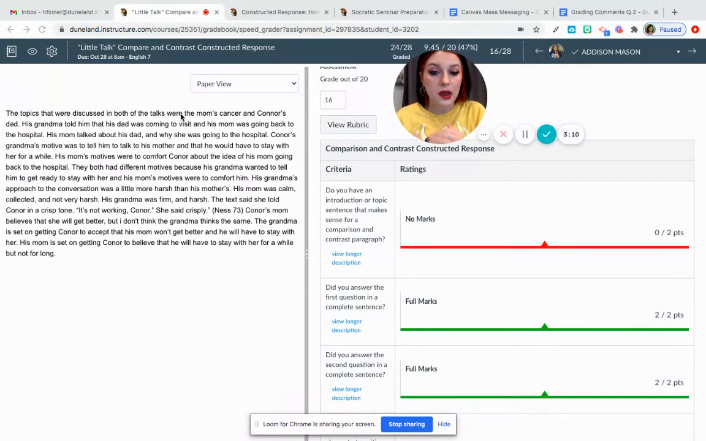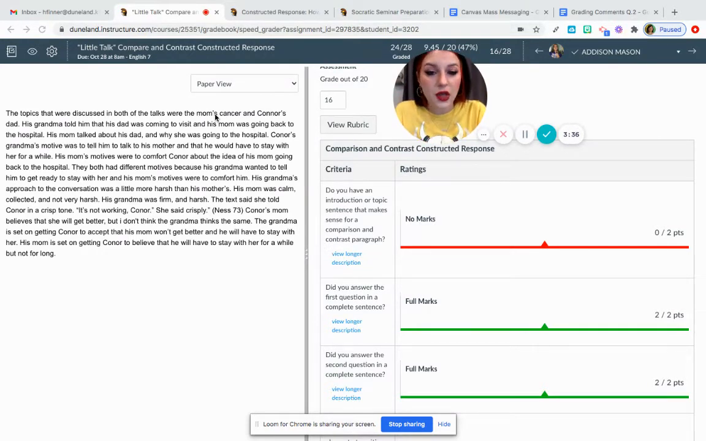No, she doesn't, right? So that's why she didn't get full credit for that, because it's not truly a compare and contrast beginning. If she wanted to edit that to get her full credit, she could say the topics that were discussed in both of the talks were Connor's mom's cancer and his dad, both, and then she could maybe say, as a second sentence, or she could kind of reword it anyway, right? Just kind of throwing out ideas.